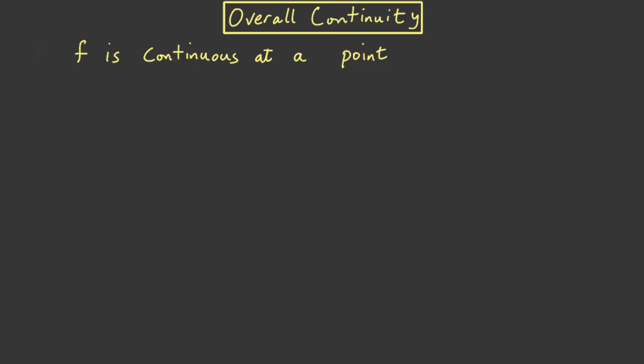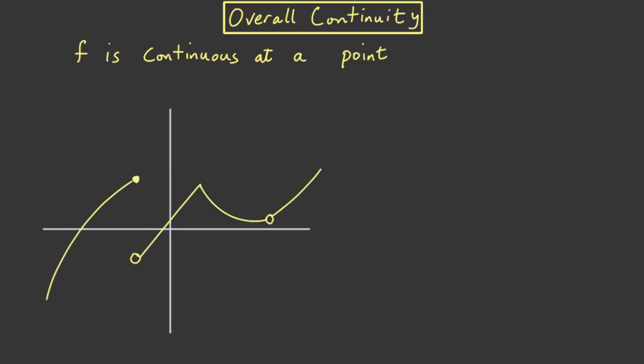In our last video, we talked about what it meant for a function to be continuous at a point. Now, we know that a function can be continuous at some points, but not others. For instance, if we take this function, then it's continuous at this point, and it's continuous at this point, but it's not continuous here, there's a jump, and it's not continuous here either, there's a hole.